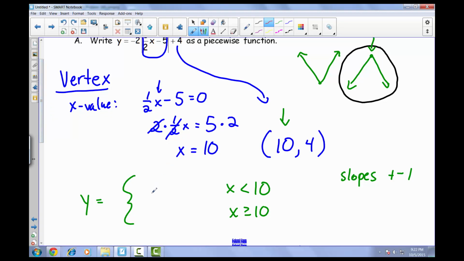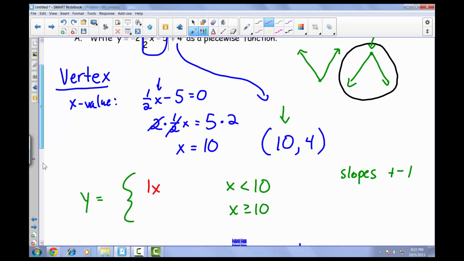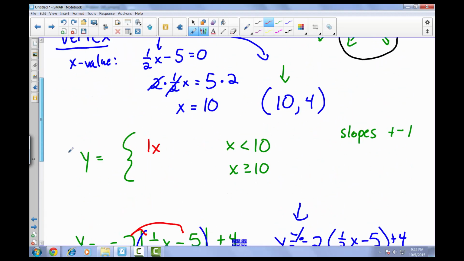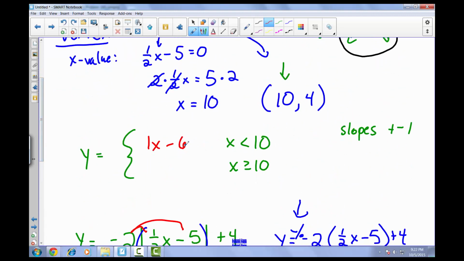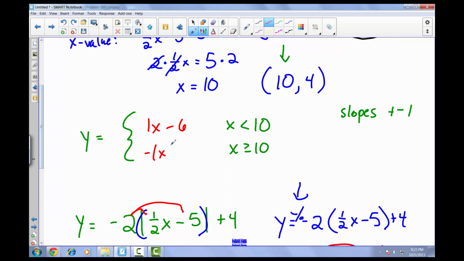And as a result, for our piecewise function, we have 1x minus 6, and then negative 1x plus 14. And there is, again, our piecewise function.